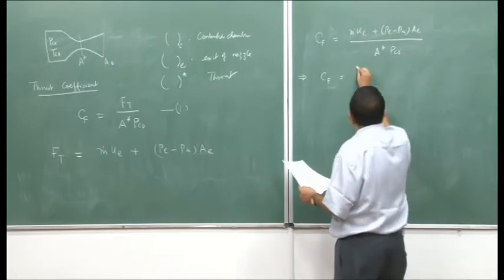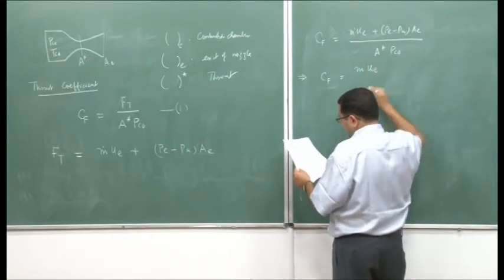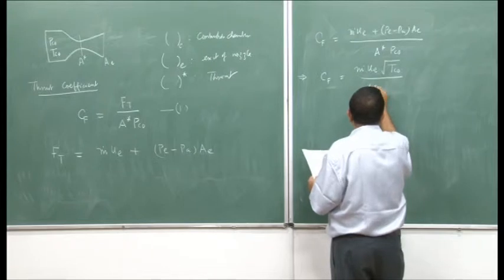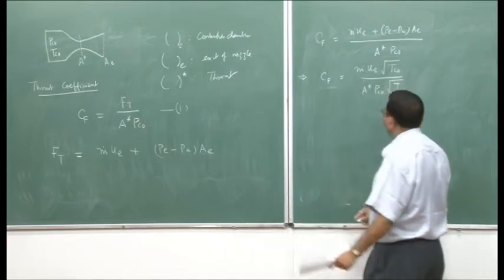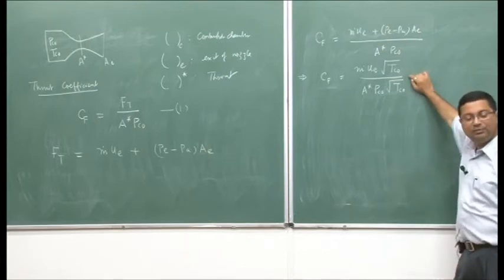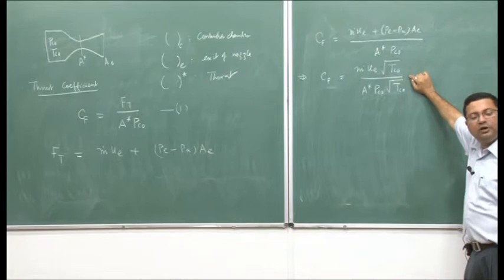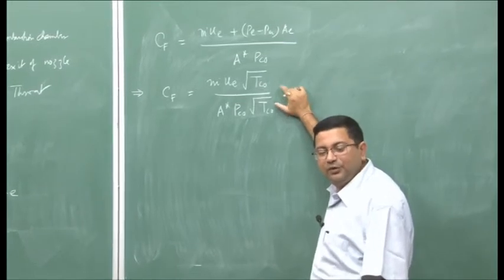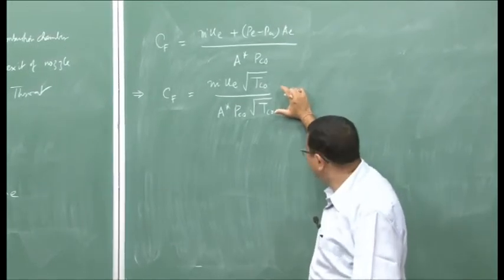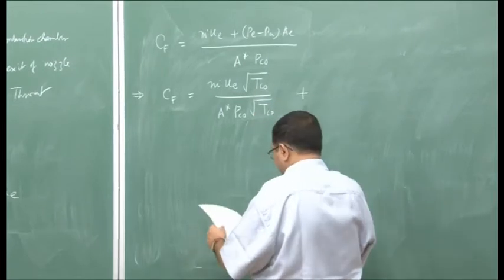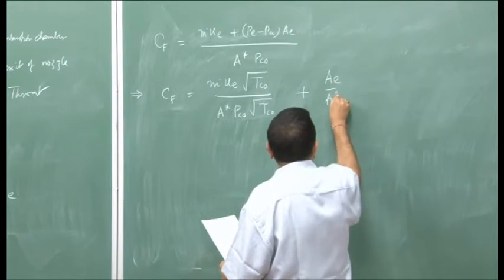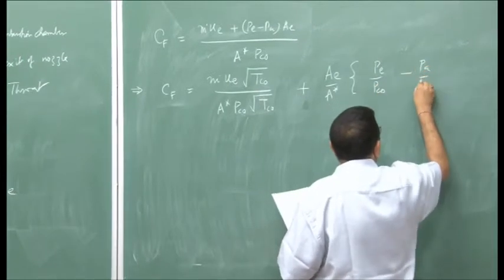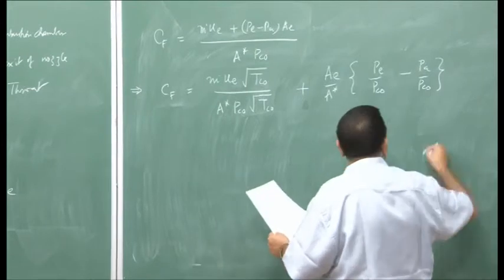First is this term. I will write it as m dot u e, then let me multiply and divide this term by T c naught. T c naught is the stagnation temperature in the combustion chamber, or the combustion temperature of the products after combustion, which we will be estimating later through combustion analysis. This is the first term, and the second term is A e by A star, then P e by P c naught minus P a by P c naught. Let me call this equation 2.